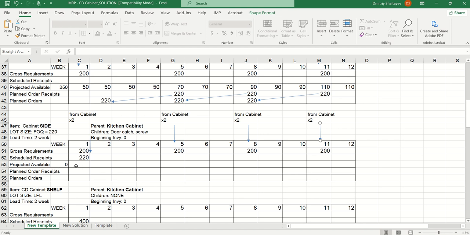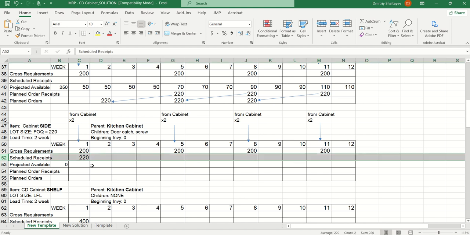All right. This one is a little bit different, right, from the ones that we used before. So let's check out what exactly is happening on this record. I have projected available 0, so that means that pretty much I don't have any sides sitting in the warehouse, right? No inventory. But unlike the previous records that we were dealing with, we have 200 in the area scheduled receipts. So question is, what is that? Where is it coming from?